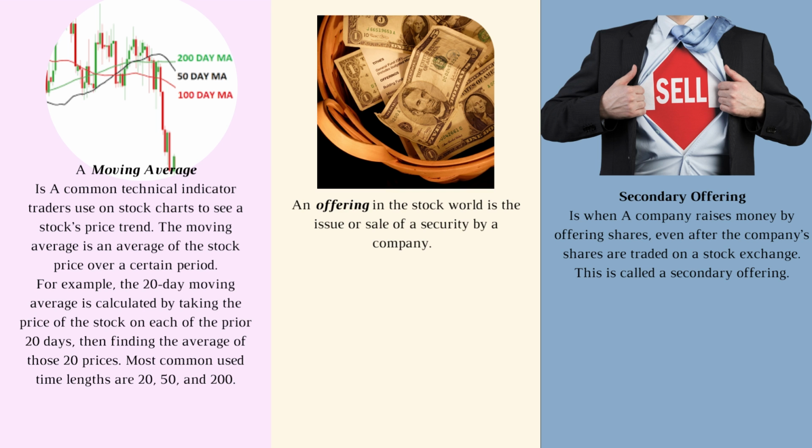A moving average is a common technical indicator traders use on stock charts to see a stock's price trend. The moving average is an average of the stock price over a certain period. For example, the 20-day moving average is calculated by taking the price of the stock on each of the prior 20 days, then finding the average of those 20 prices. Most commonly used time lengths are 20, 50, and 200.